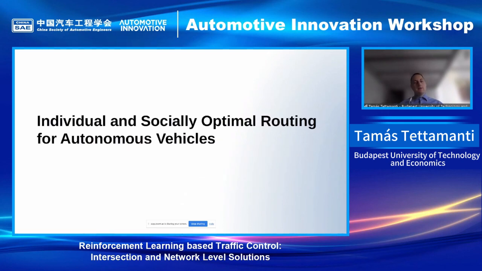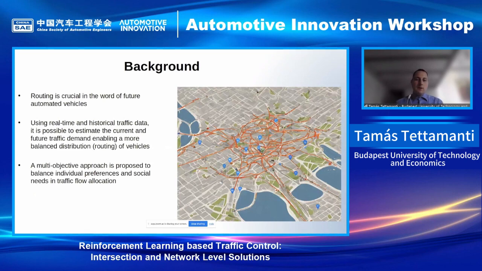And now I would like to skip to the network level solution, again using reinforcement learning. And this is about routing, individual and socially optimal routing questions we investigated for autonomous vehicles. So the background is, again, well known, that we know that routing is crucial, or will be much more crucial in the world of future cars.